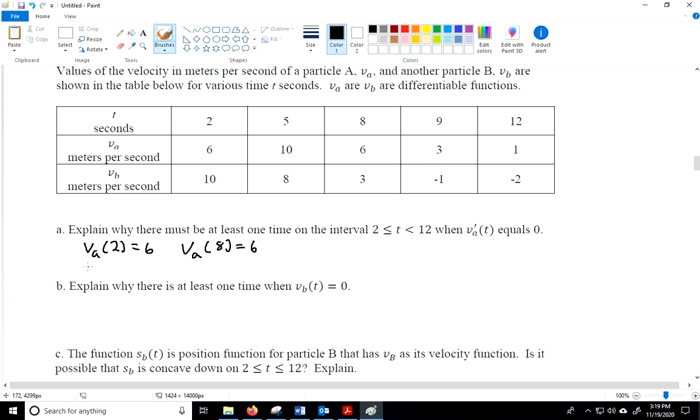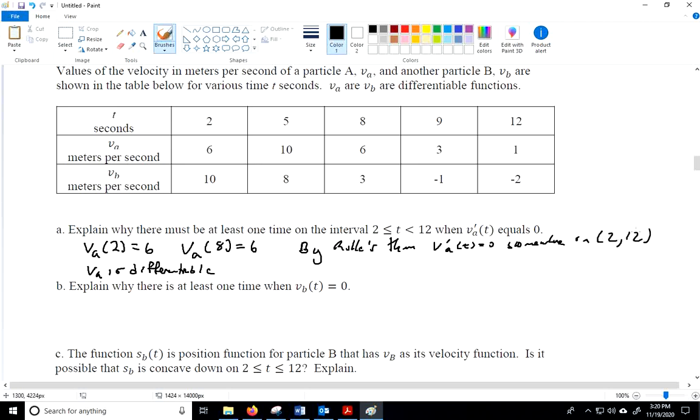And since they're differentiable, so also continuous, so we can say by Rolle's theorem, and we could also use the mean value theorem if we showed that the average rate of change there is 0, which it certainly is. By Rolle's theorem, v prime of A of t equals 0 somewhere on the interval from 2 to 12.